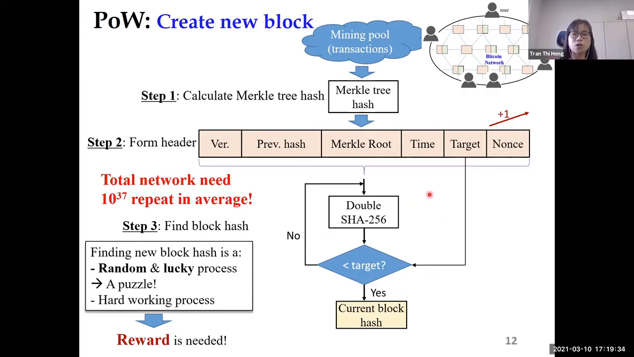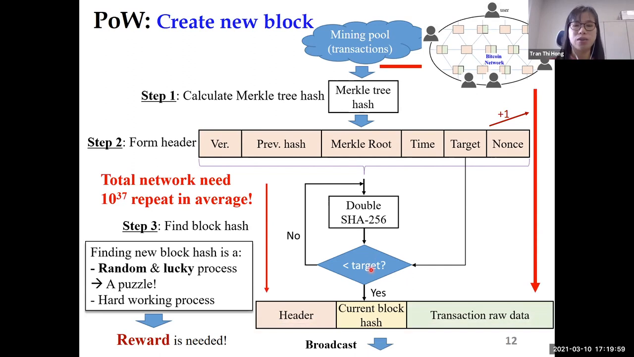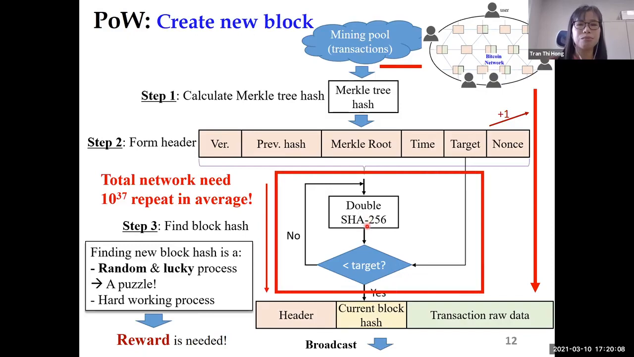It is said that the total Bitcoin network needs about 10 to the power 37 repetitions of calculating the double SHA-256 to create a block of the ledger. That is the main reason why the Bitcoin network consumes so much power nowadays. Therefore, there is a lot of research on accelerating the double SHA-256 algorithm.